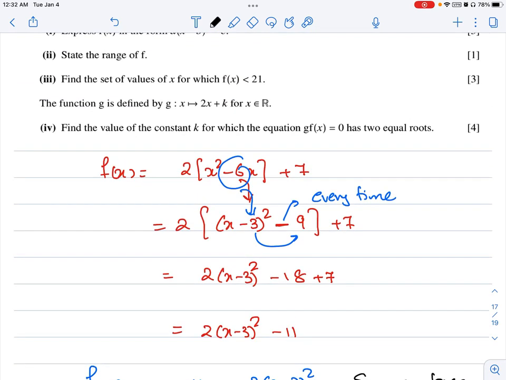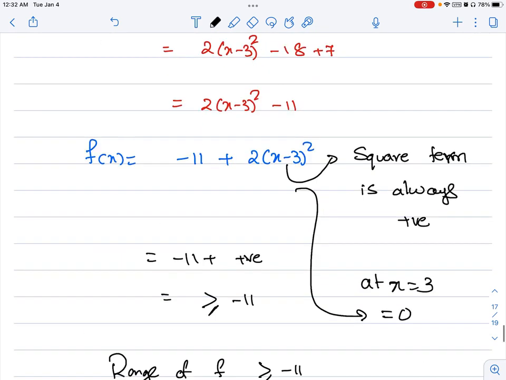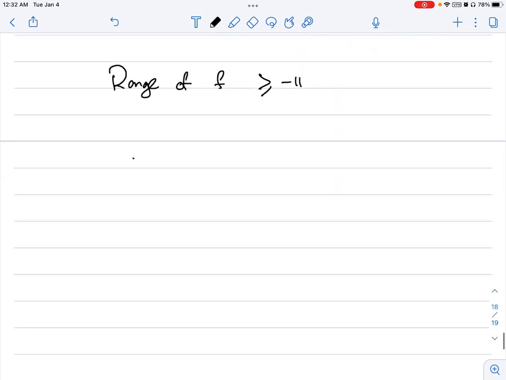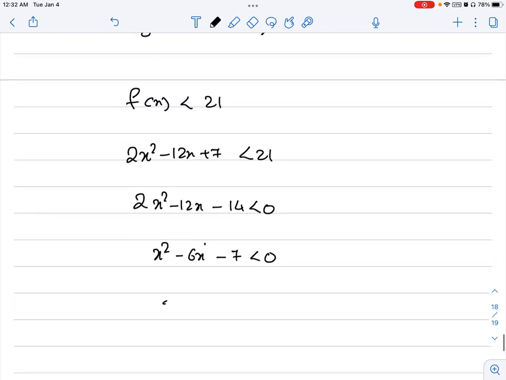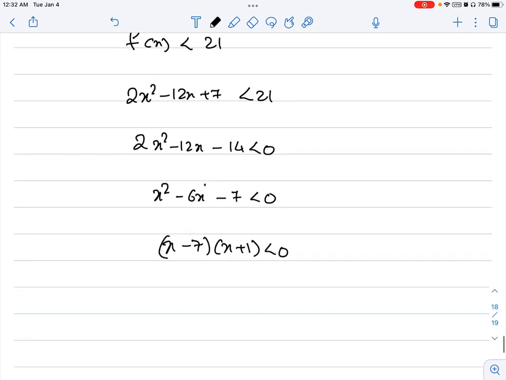Next, find the set of values for which f of x is less than 21. f of x, just now we got 2x square minus 12x plus 7, is less than 21. So I get 2x square minus 12x minus 14 is less than 0. Take 2 common, x square minus 6x minus 7 is less than 0. So I get x minus 7 times x plus 1 is less than 0. So x lies between negative 1 and 7.